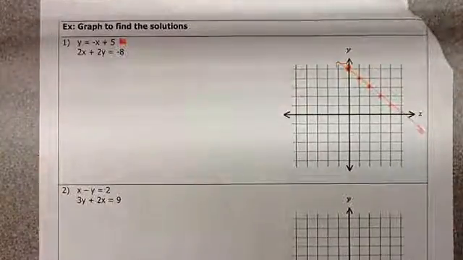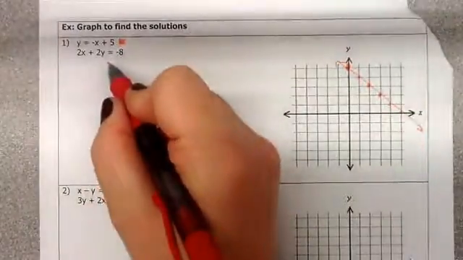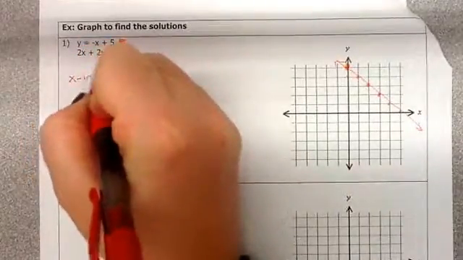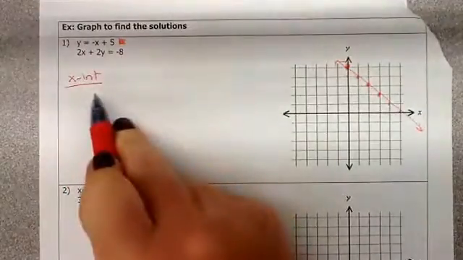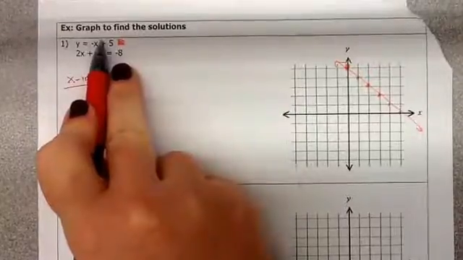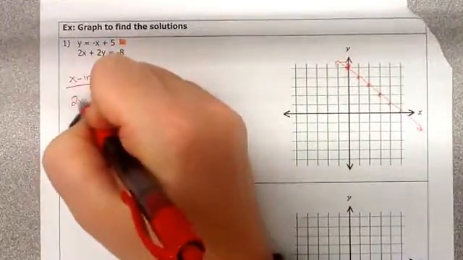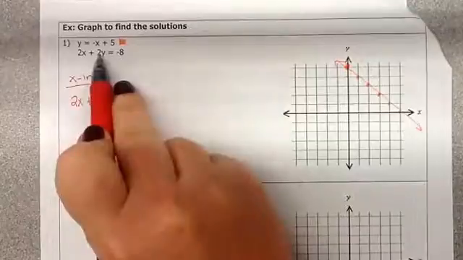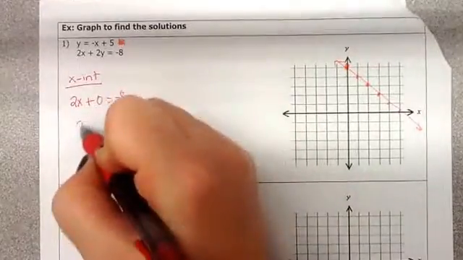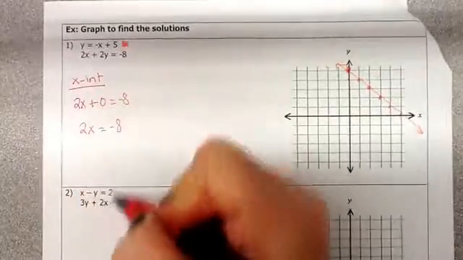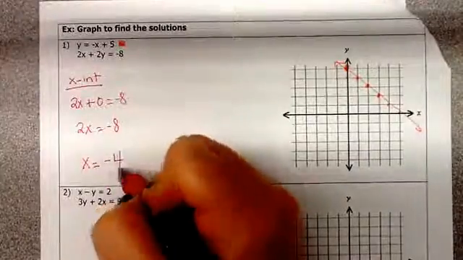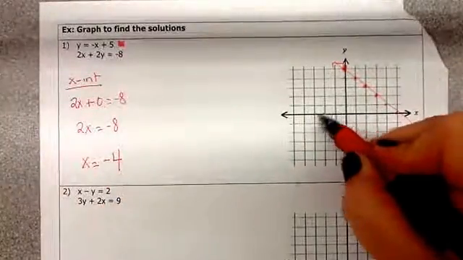I said since x and y were on the same side, we should use the x-intercept and y-intercept. What do you know about the x-intercept? Y is 0. So 2x plus 0 equals negative 8. X equals negative 4. 1, 2, 3, 4.